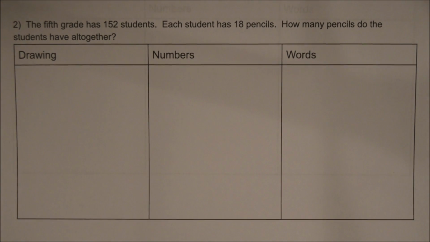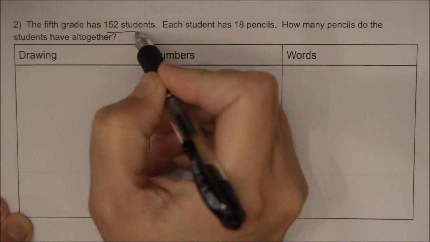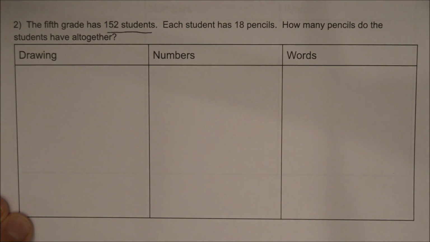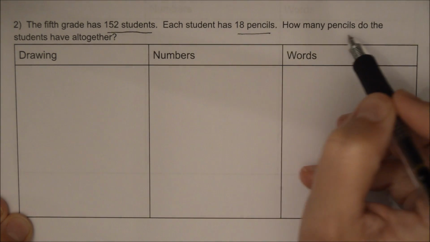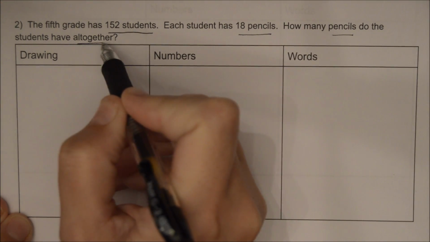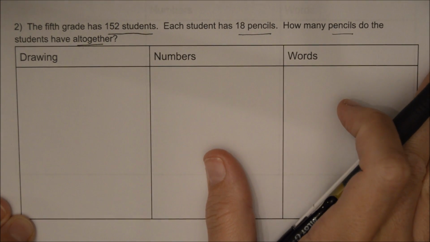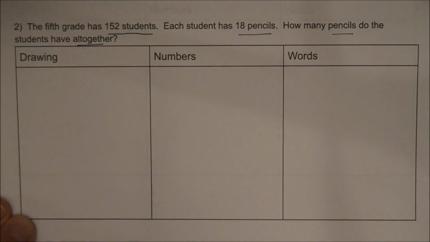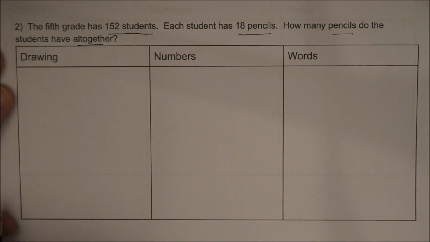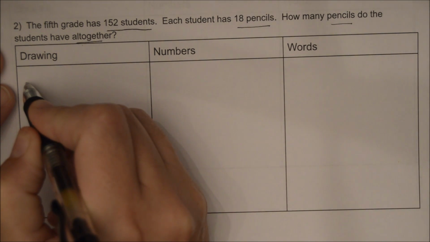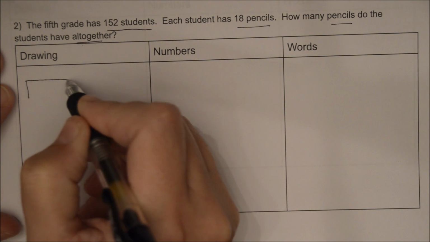All right. The 5th grade has 152 students. Each student has 18 pencils. How many pencils all together? Okay. I know that all together is either going to be addition or multiplication. So let's take a look at our drawing and see if that helps us.